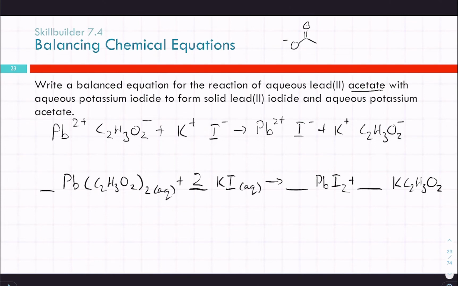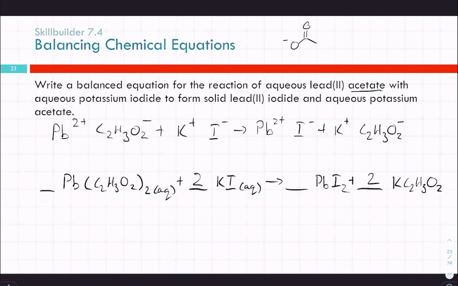So that changed our number of iodines. It also changed our number of potassiums. So then we can say, okay, we have now 2 potassiums on the right side, we have 1. So put a 2 there. Then we have the right number of potassiums. And then we also change the number of acetates. So now 2 acetates, and oh, isn't that nice? We have 2 acetates already on the left side. So just by doing that, we've balanced all of it.